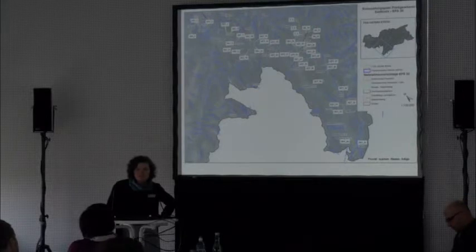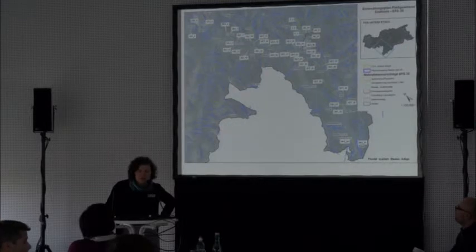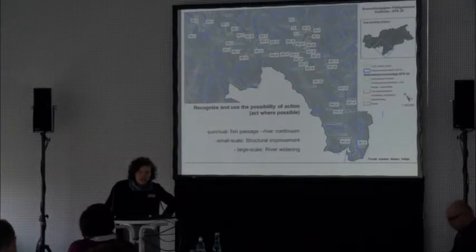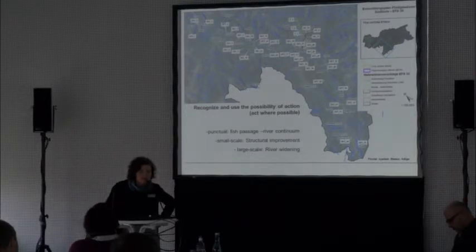And now let's have a look into the development plan. This is an overview map of the fluvial system of the Adige valley, where we've seen before the photos. For every measure we have a code to recognize and find it in the measure catalog. We divided the measures into different categories, and we want to act where possible. So we have different sizes of measures, like really punctual measures for the fish passage to restore the river continuum. Then measures on a small scale, for example structural improvement, but always inside of the riverbed. And then where it is possible and where we have public land, large-scale river widening.